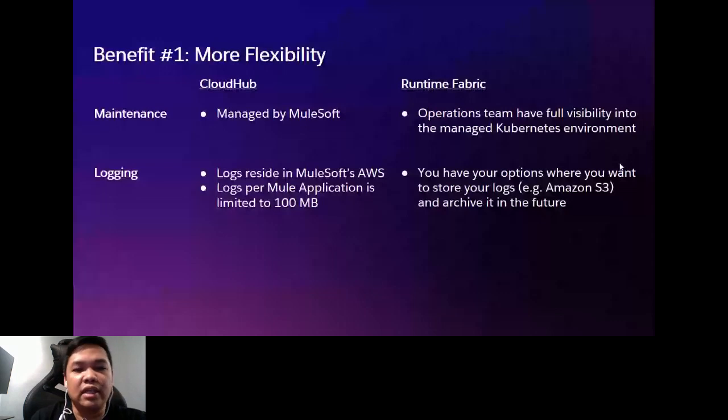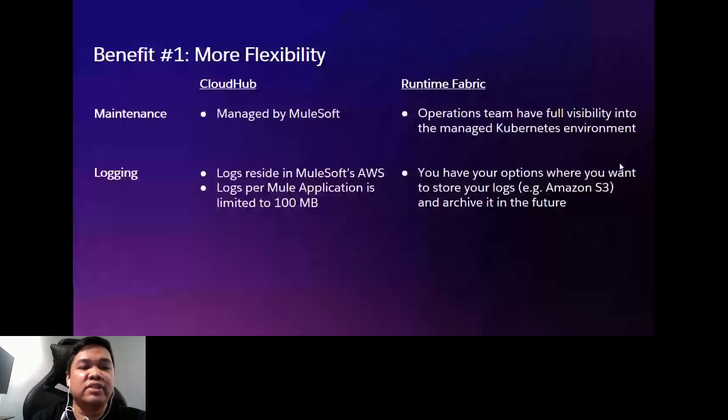And the second one is the logging. We all know that logging for CloudHub currently resides in MuleSoft's AWS, and there's a current limitation of 100 MB per Mule application. But if we go for Runtime Fabric, we have the option of where we want to store our logs, for example, Amazon S3. And of course, if we want to save money, we can archive them in the future. There are some available archiving options, for example, if you put your logs in Amazon S3, you can just change them to Glacier to archive your logs.